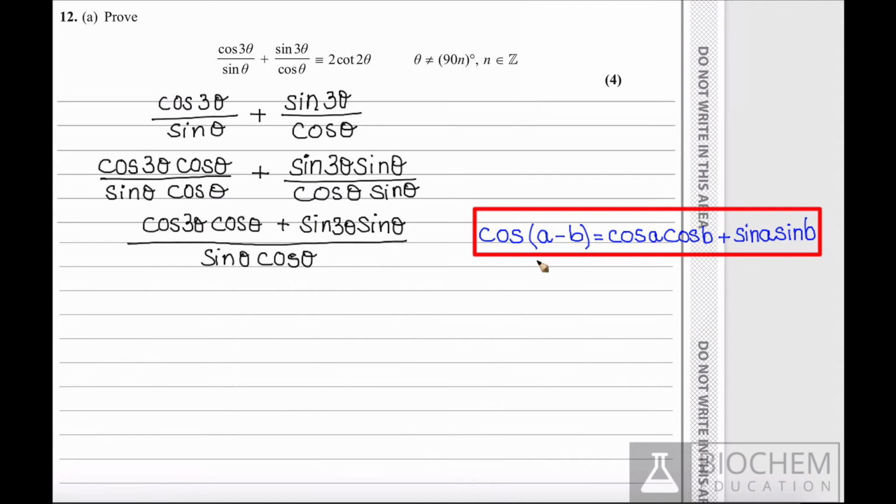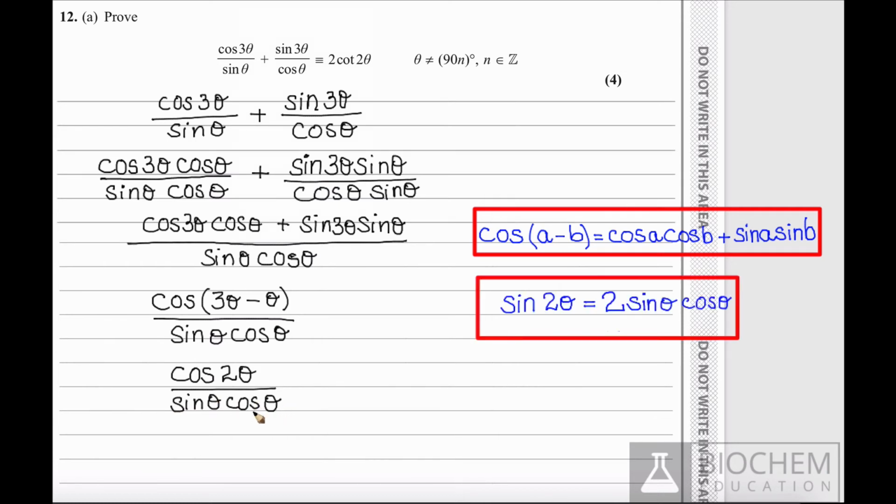Hence, the numerator can be written in this form. Comparing this formula with that, we can see that our A is 3 theta and our B is theta. So the numerator can be written as cos(A minus B), A being 3 theta, minus B, B is theta, over sin theta cos theta. Simplifying the numerator further, cos(3 theta minus theta) can be written as cos 2 theta, over sin theta cos theta.